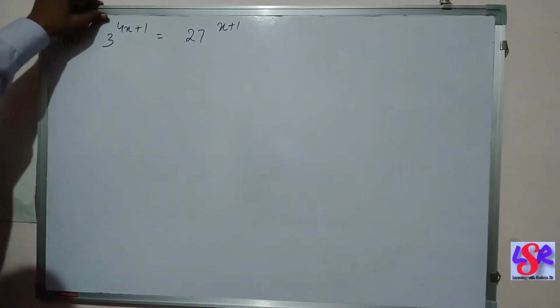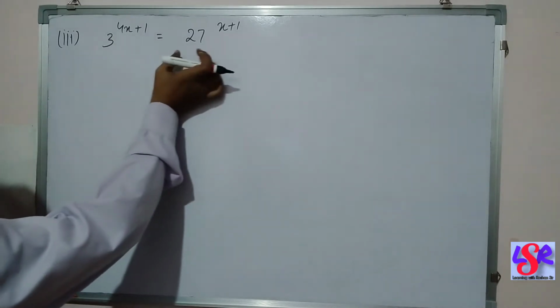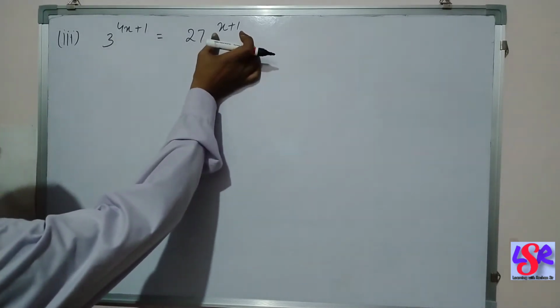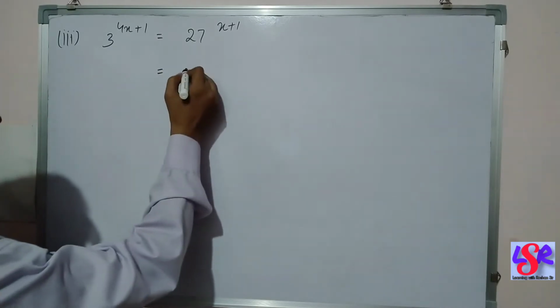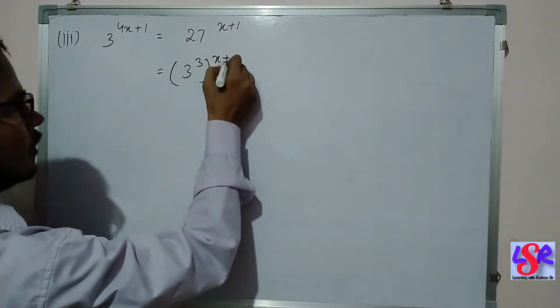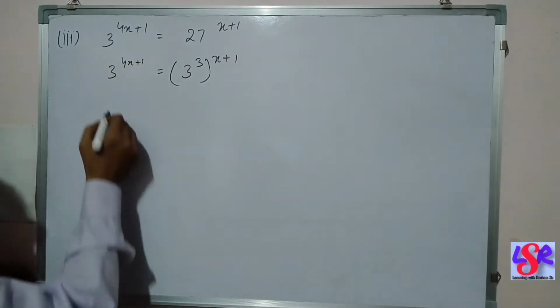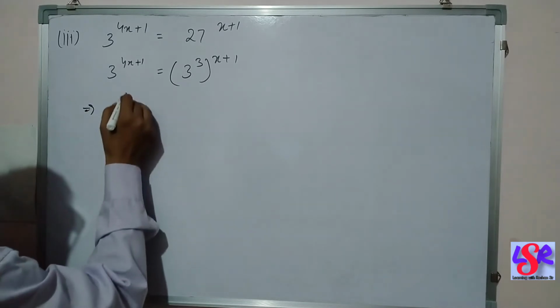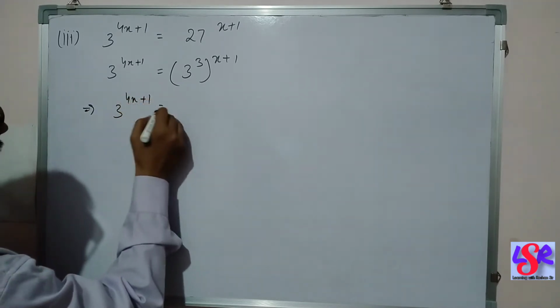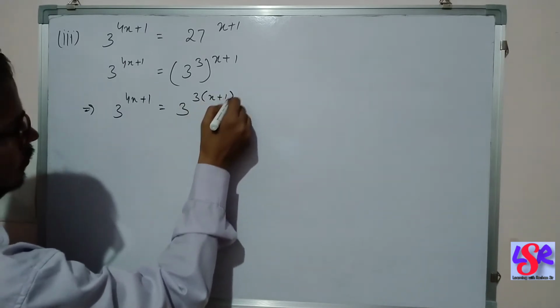Now let's do the third part of this question number 1. Here 3 to the power 4x plus 1 equals 27 to the power x plus 1. Now here this 27 can be written as 3 to the power 3 and whole to the power x plus 1. This will be copied, 4x plus 1. Now 4x plus 1 equals 3 to the power 3 into x plus 1.